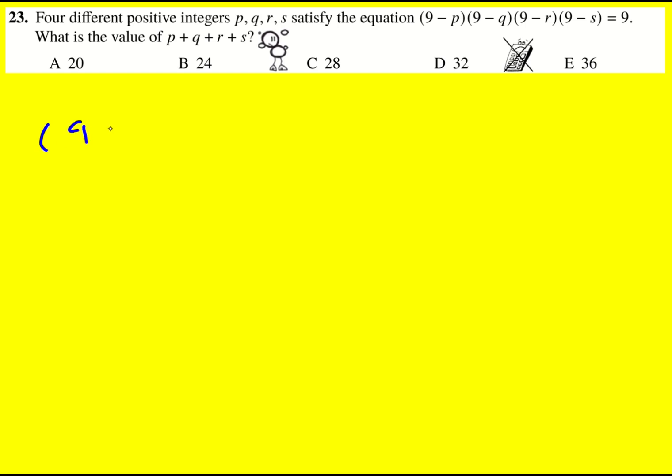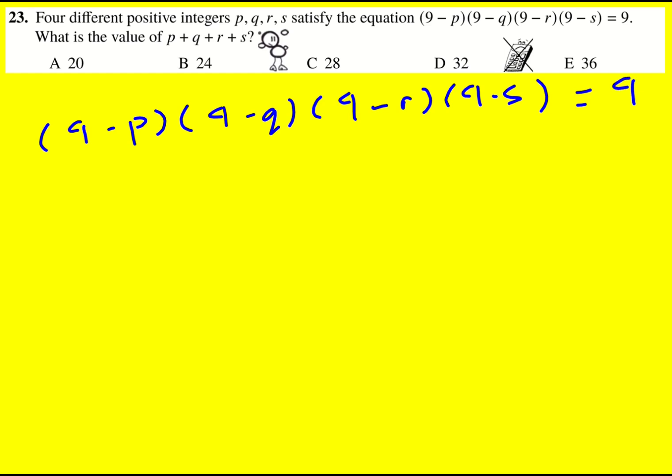This question might seem really confusing to start with, but there's some absolutely crucial information that we're given. And that is because P, Q, R, and S are all different positive integers, that means that 9 minus P, 9 minus Q, 9 minus R, and 9 minus S are all integers as well, because I'm just subtracting something. They could potentially be negative, actually, which is something worth thinking about.